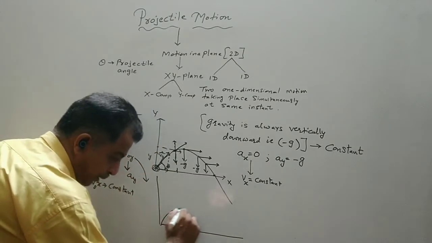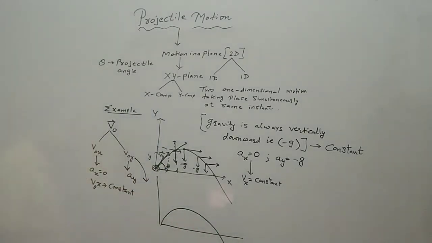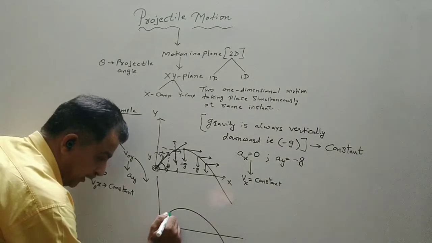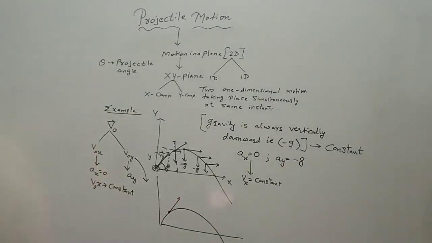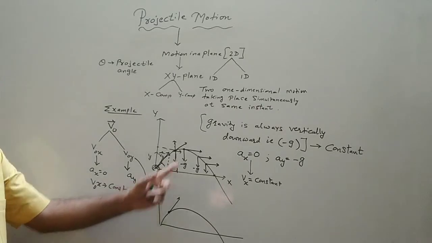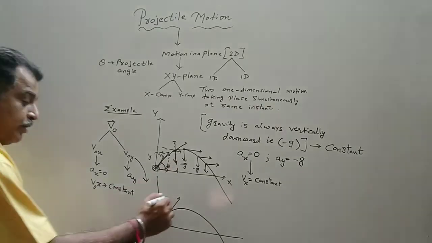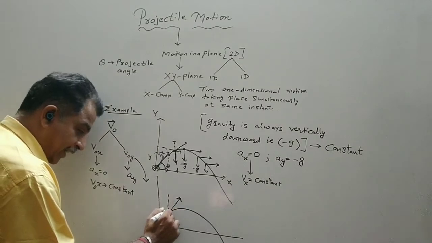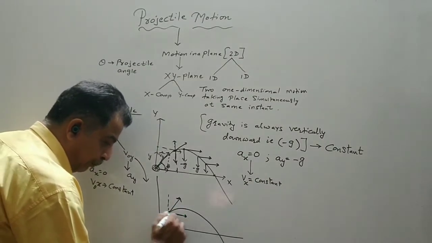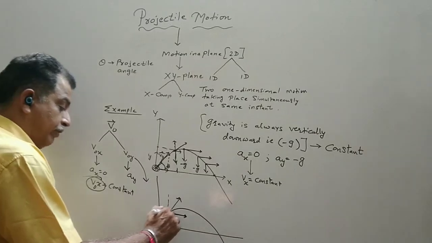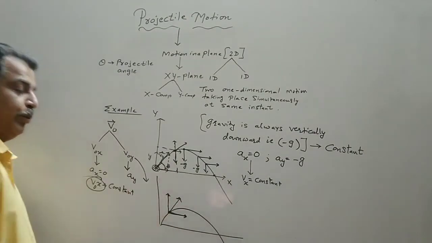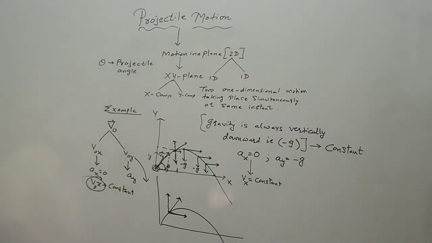So while a body moves on a parabolic path, at this point the velocity will be less than the initial velocity because the body is moving against gravity. Again we will resolve it and find that the horizontal component of the velocity will always be equal to the initial velocity, and the vertical component of the velocity will keep on changing.